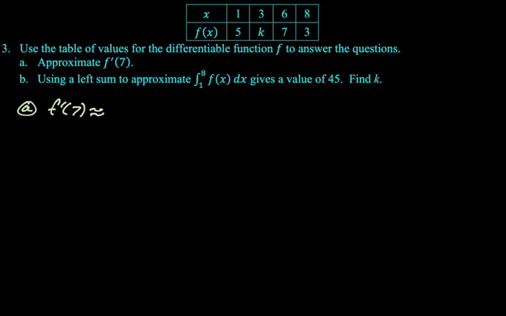In the table, 7 is in between 6 and 8, so we'll use the slope of the secant line on that interval. So we have f of 8 minus f of 6 over 8 minus 6. f of 8 is 3, f of 6 is 7, so 3 minus 7 is negative 4.